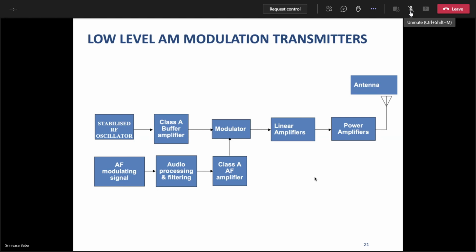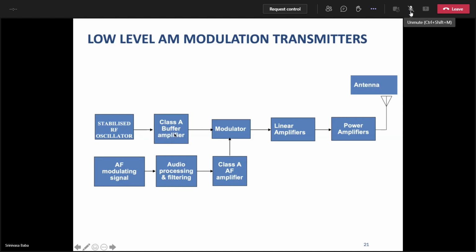So in the examination, if you are asked to draw the block diagram of a low level AM modulator and explain its operation, first you have to draw a neat block diagram, this one, then explain each block with a subheading. Stabilized RF oscillator: put a subheading and explain its function, why this oscillator is there. The function of each block present in this block diagram should be explained.